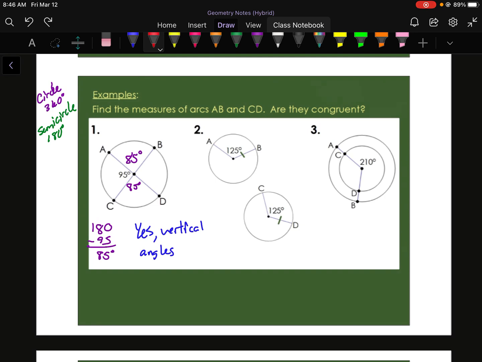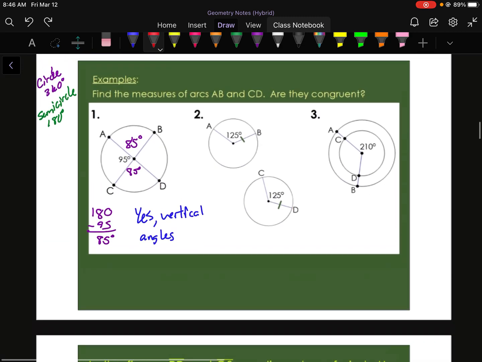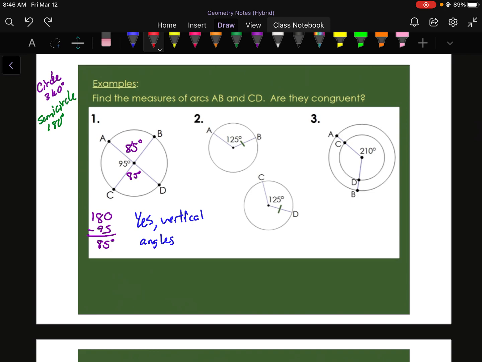Number 2 here, are they congruent? First of all, if you have two circles, the two circles have to be congruent. If they're not, the arcs can't be congruent, because if you scroll back up, congruent arcs have the same measures in the same circle or congruent circles. So the circles aren't congruent, no bueno. Here, this little mark here and here tells you that the radius for each circle is the same. We don't know the number. All it's telling you is that if this one's 10, this one's 10 as well. They're the same. And so the number isn't really that important.